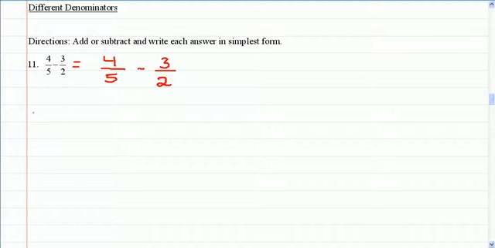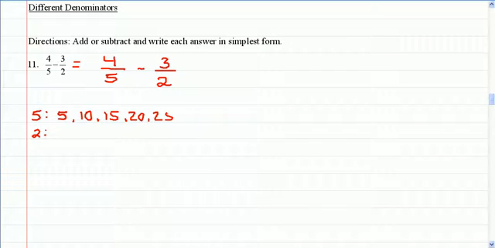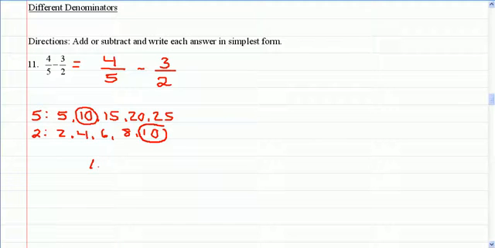And the least common denominator is found by taking my denominators of 5 and 2 and just writing out the first 5 multiples of each. So for 5, I have 5, 10, 15, 20, 25. And for 2, I have 2, 4, 6, 8, 10. The smallest number that they have in common is 10. So that means that the least common denominator, just abbreviated LCD, is equal to 10.